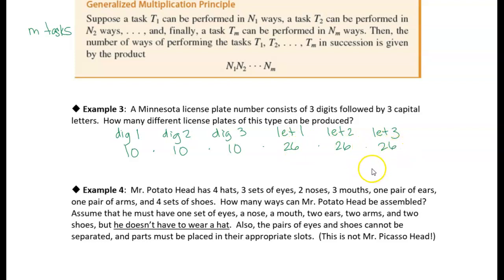Now all we need to do is multiply that out in order to figure out how many different license plates we could make. If I put this into my calculator, I get that it's 17,576,000 different license plates that we could make with these choices. All right, that's all there is to it.